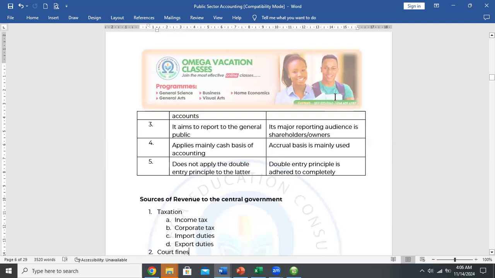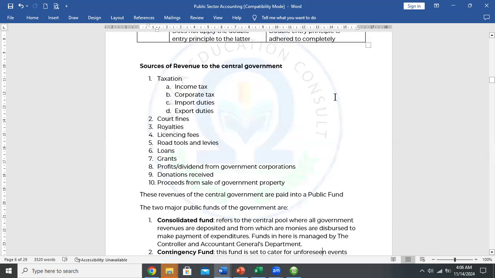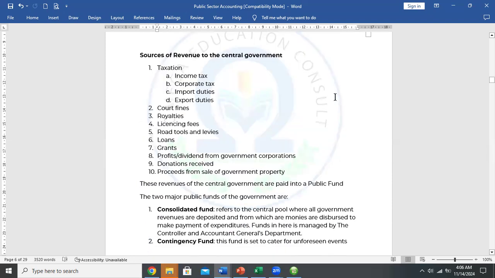Okay, sources of revenue to the government. I think you've done this in social studies. You know where the government is getting its money from. And the first main source is taxation, tax. So be it income tax, corporate tax, which is tax on incomes of companies. The income tax is on private individuals or workers. Import duties, when you import shoes, clothing, cars, the government imposes some levies on them. The same when you are exporting.